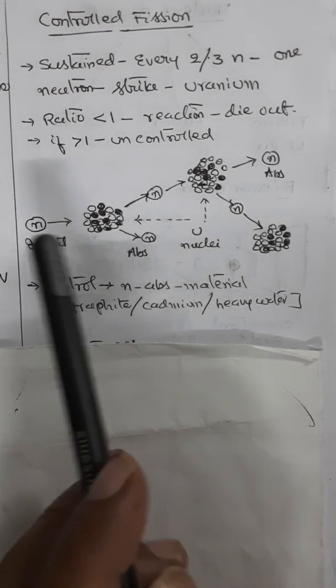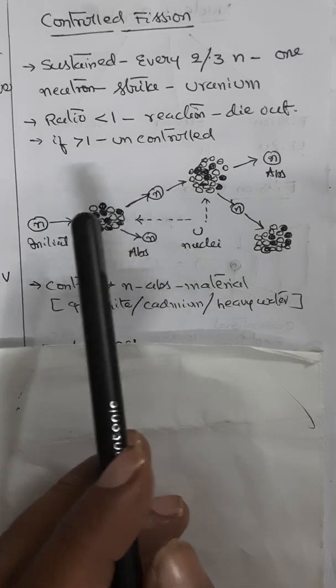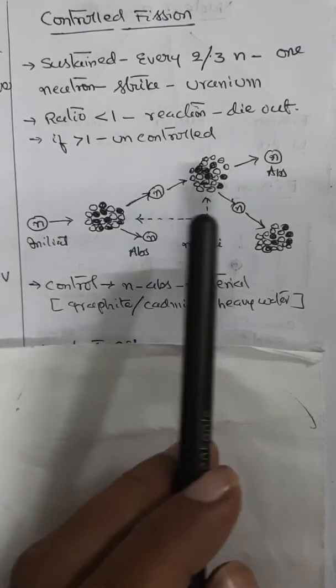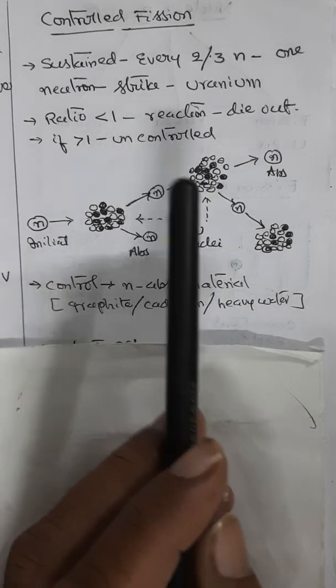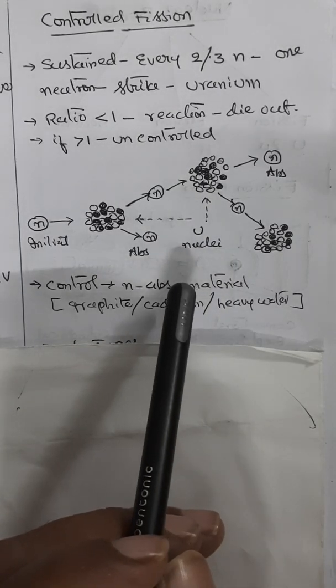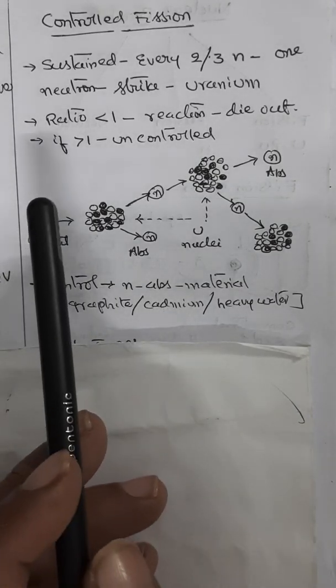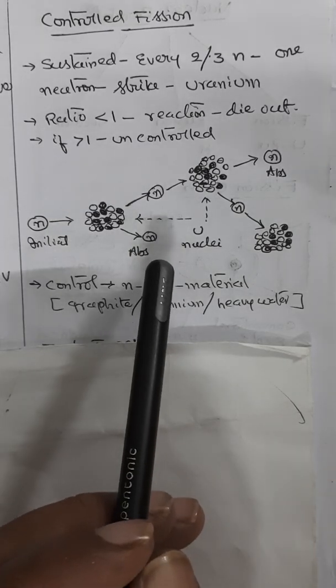Now diagrammatically you can show it like this. By putting in absorbing materials, the number of neutrons is reduced so that collisions become fewer, and therefore the reaction becomes controlled. This is how a controlled fission reaction can be understood schematically.